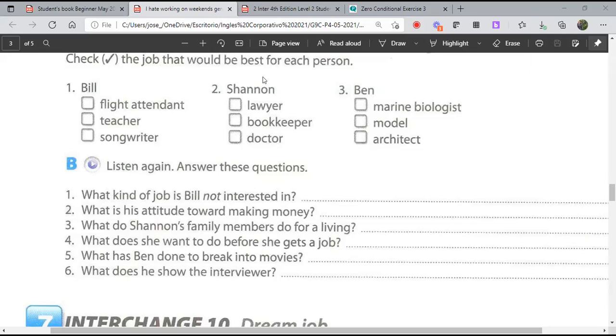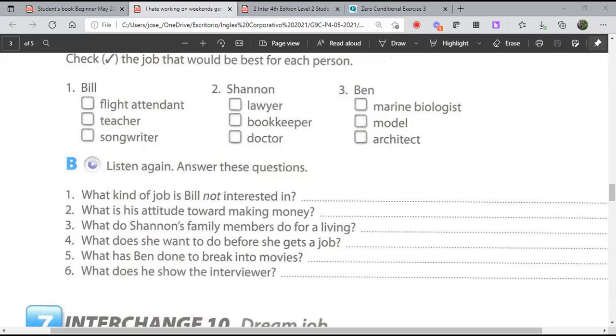Page 66, exercise 6. Take notes. Listening. Job hunting. Part A. Listen to people talk about the kind of work they are looking for. Check the job that would be best for each person. 1. Bill. So, what kind of job are you looking for? Well, I haven't made up my mind. I love working with people, and I love traveling. I don't want a job where I'm stuck in an office all day. I want to get out and see the world. Are you interested in working in business? That's where you can sometimes make good money. I'm not really interested in making a lot of money at this point in my life. I'll worry about that later.